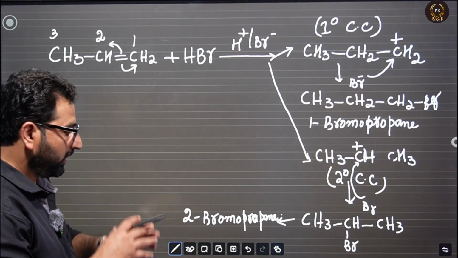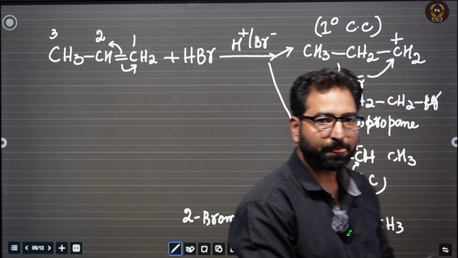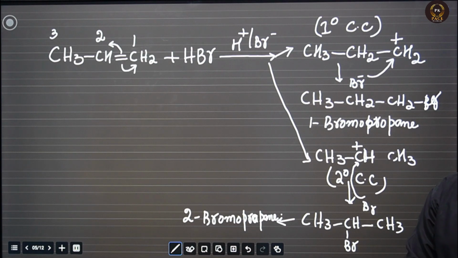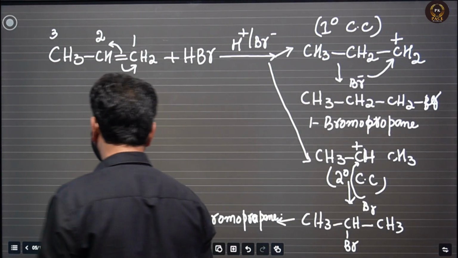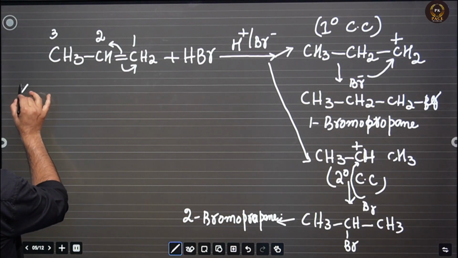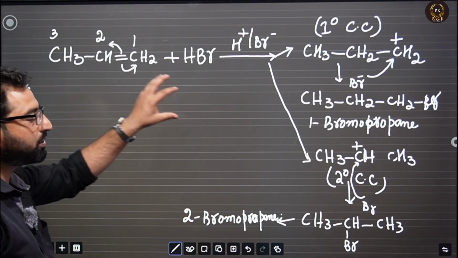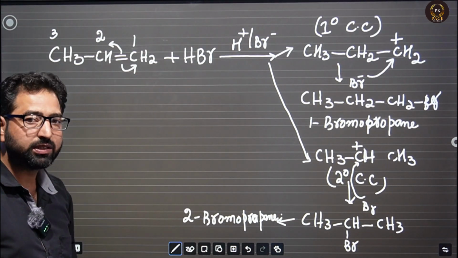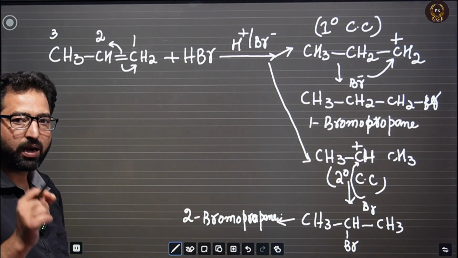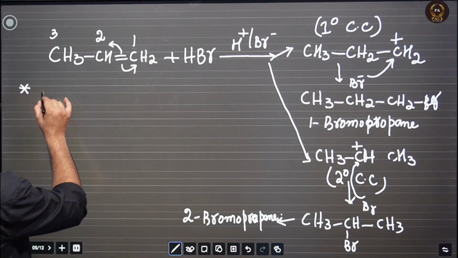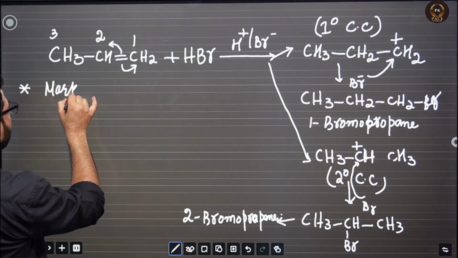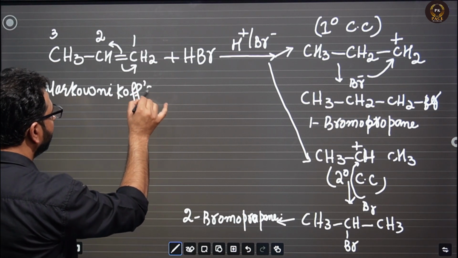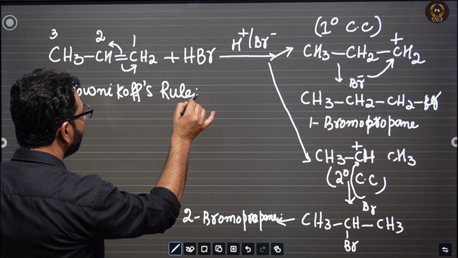Now, after seeing this mechanism, Markovnikov gave a rule that is known as Markovnikov's rule. Okay, what does Markovnikov's rule say? See here, I will write here. We can add HBr or HCl or HI on the unsymmetrical alkenes by the rule known as Markovnikov's rule. What does this Markovnikov's rule state?